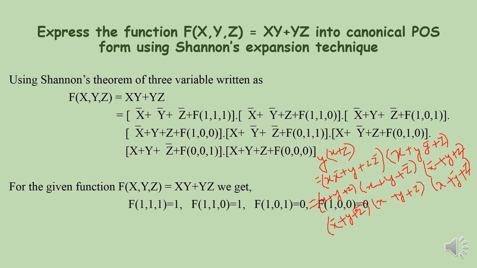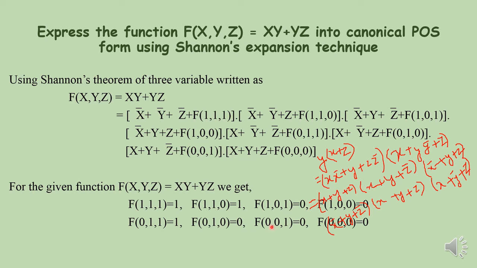Next is if 1 0 0. 1 0 0 means x bar plus y plus z. So this term is also present in this expression, so here we write 0. In the next line, if 0 1 1, that means x plus y bar plus z bar. This term is not present in this expression, so here we write 1. If 0 1 0, that means x plus y bar plus z. So this term is also present, so here we write 0.